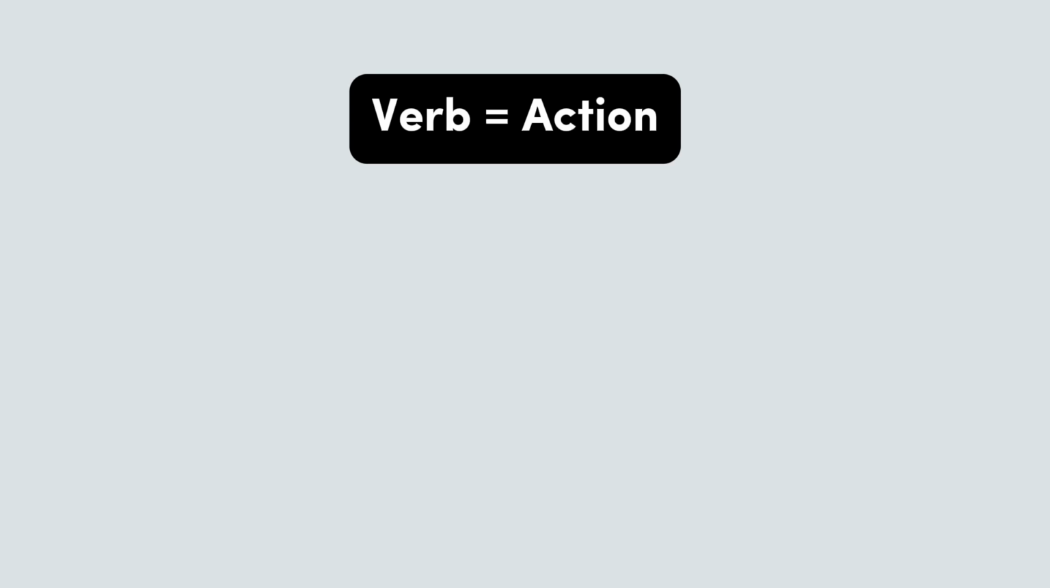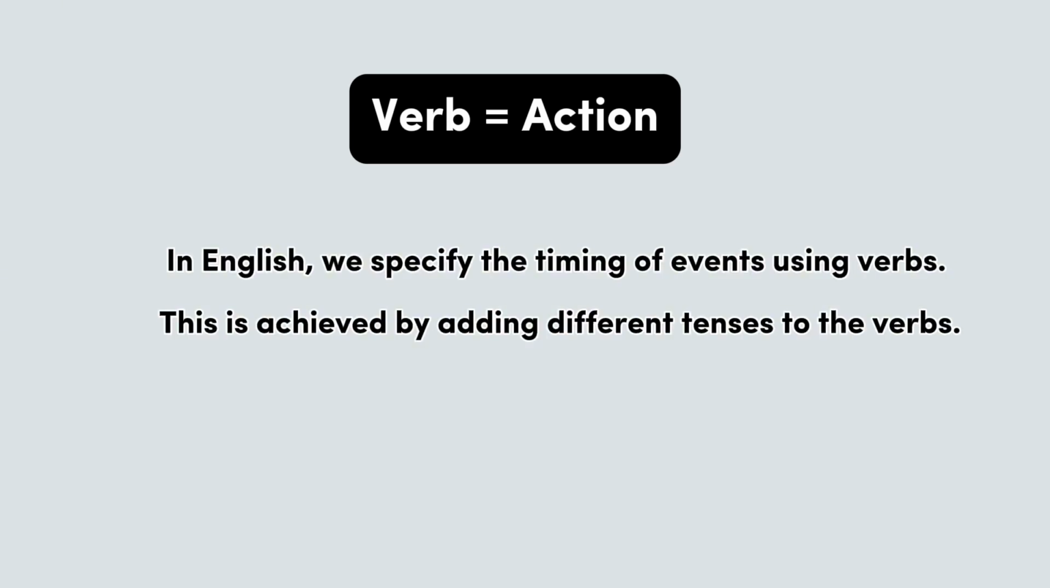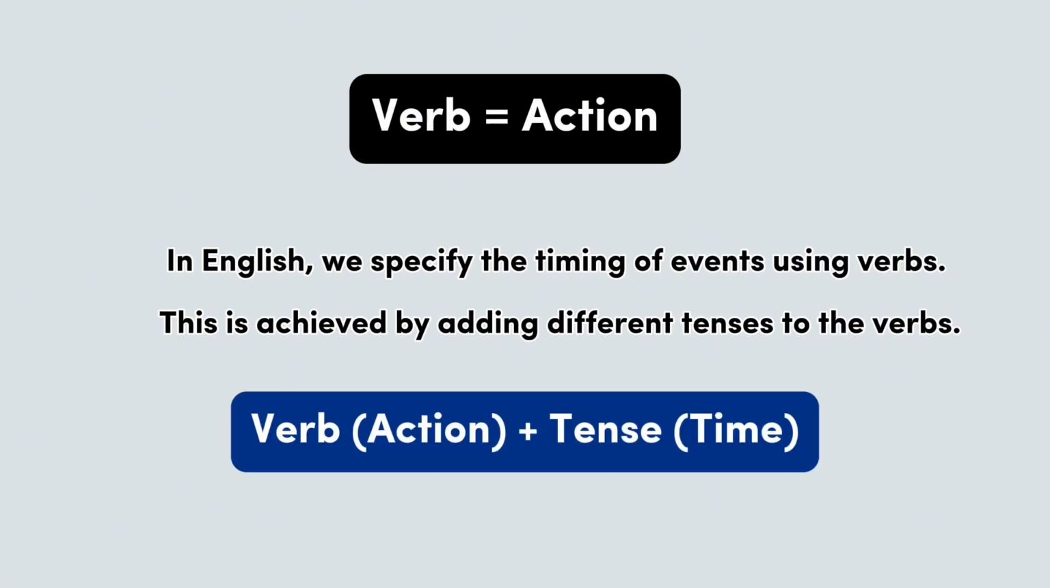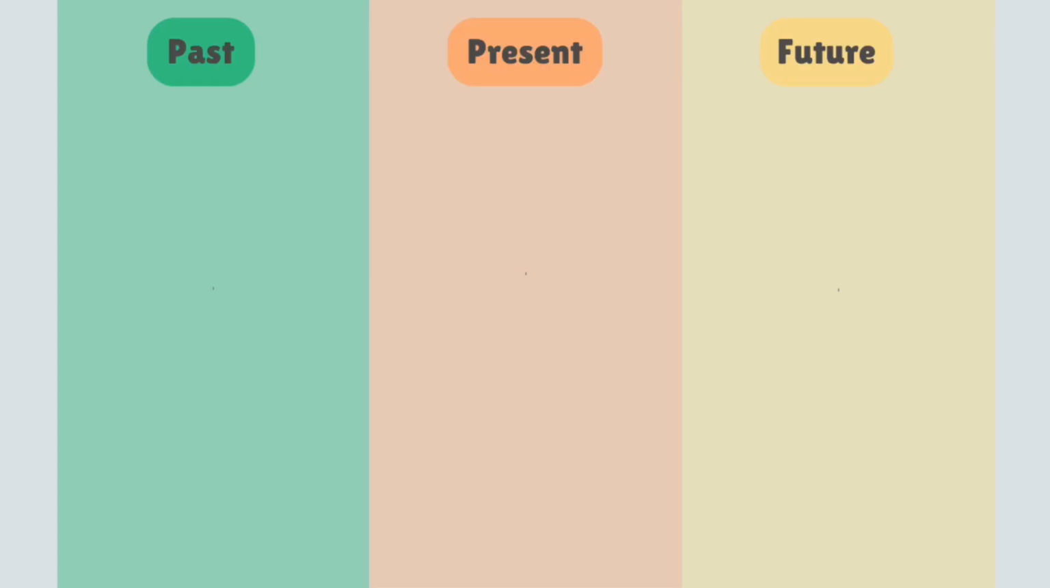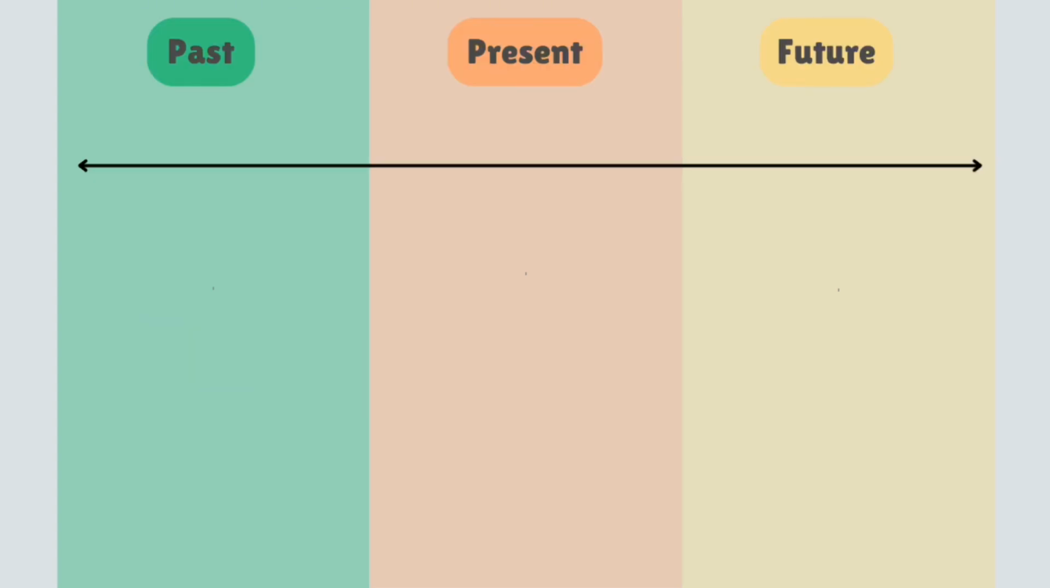A verb signifies action. In English, we specify the timing of events using verbs. This is achieved by adding different tenses to the verbs. There are three main tenses: past, present, and future. Each tense can be divided further to express specific details about time and duration.